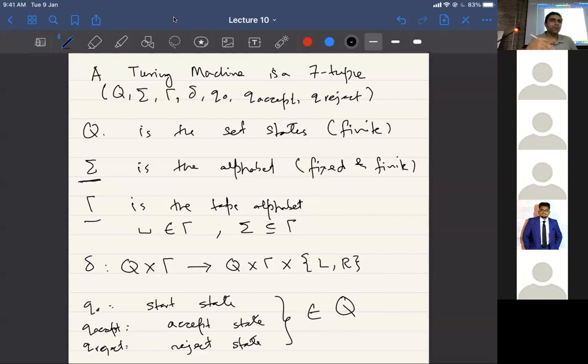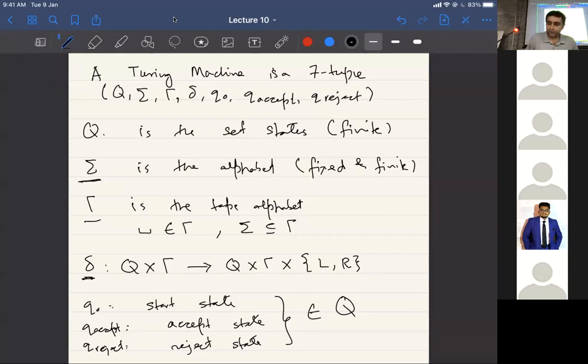So the tape's alphabet contains everything that is in the alphabet of the language, plus a few more symbols, including the blank symbol and maybe some additional symbols, depending on the language and depending on how we define our Turing machine. Now, the most important thing in this Turing machine definition, or any other such definition, is the transition function.